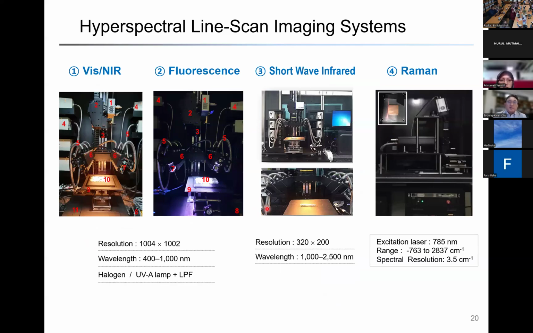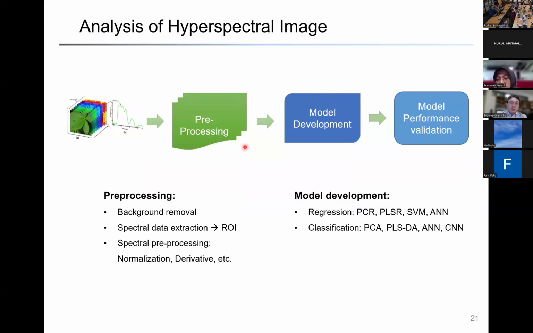In our laboratory, we have several kinds of hyperspectral imaging systems: a hyperspectral visible NIR measurement system, a hyperspectral fluorescence imaging system, and also a hyperspectral short-wave infrared imaging system and a hyperspectral Raman imaging system. After collecting hyperspectral images, we need spectral analysis and to make a model.